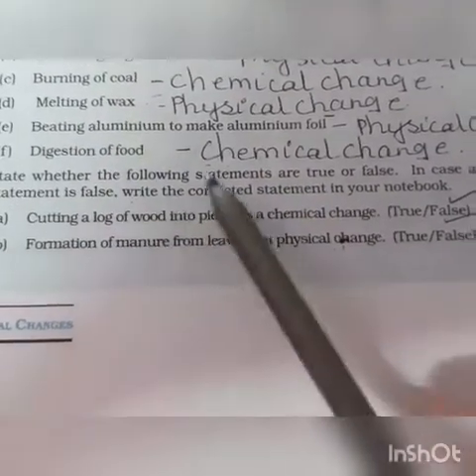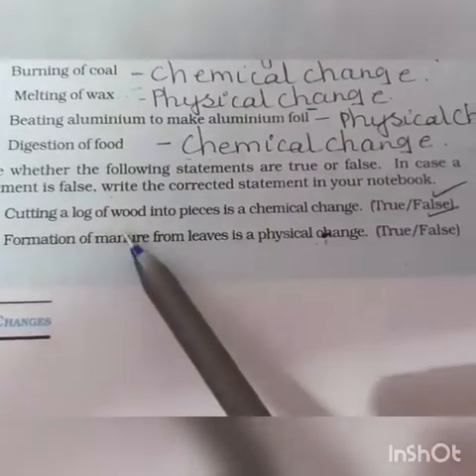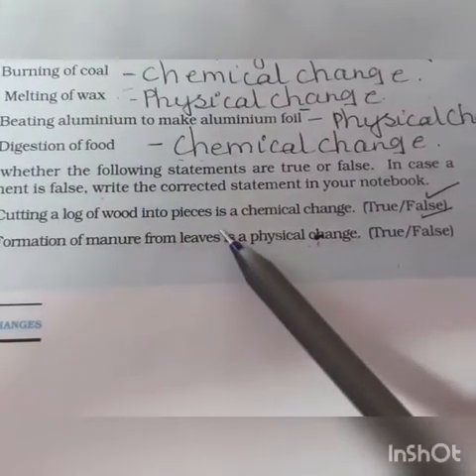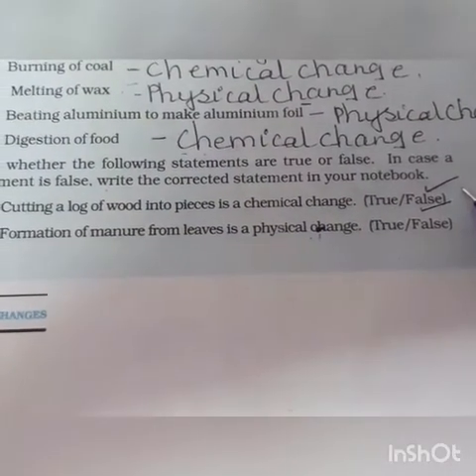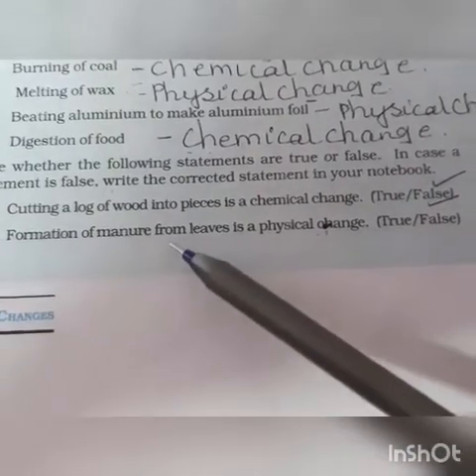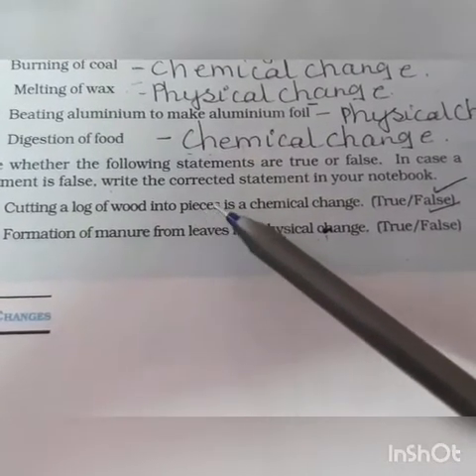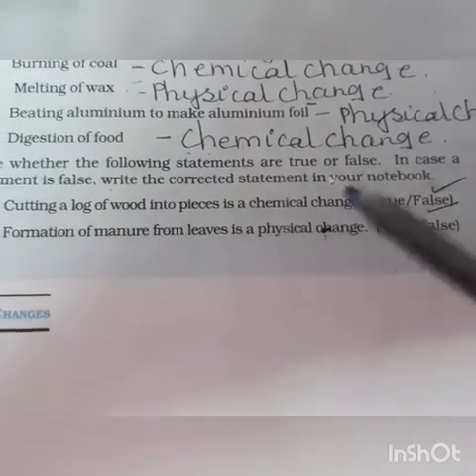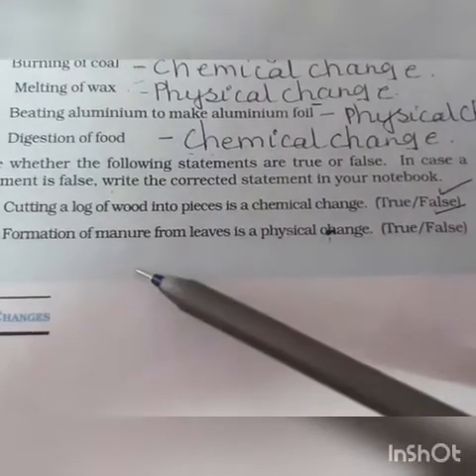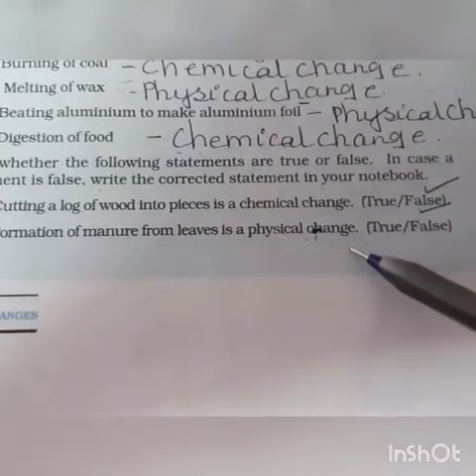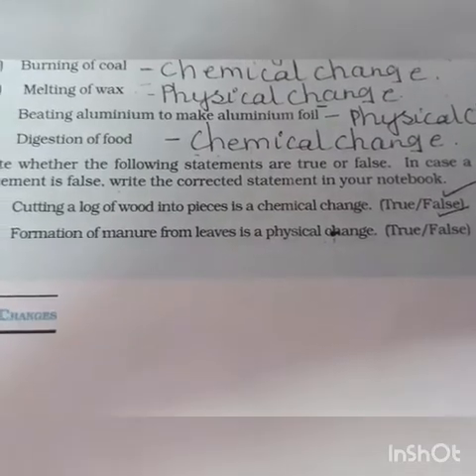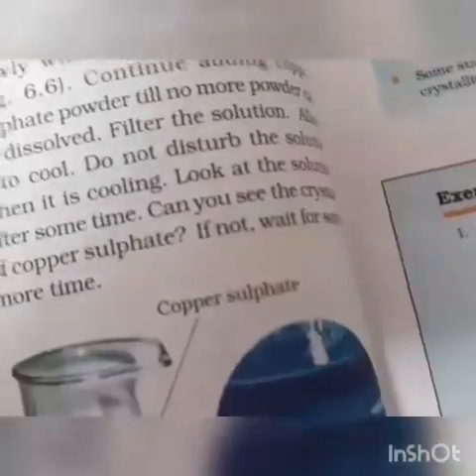Now, this is your true and false. Cutting a log of wood into pieces is a chemical change, that is false, because here only the log of wood will remain the same, only the size will be smaller. Formation of manure from the leaves is a physical change, that is wrong. It is a chemical change.